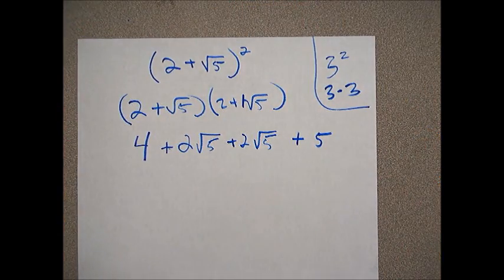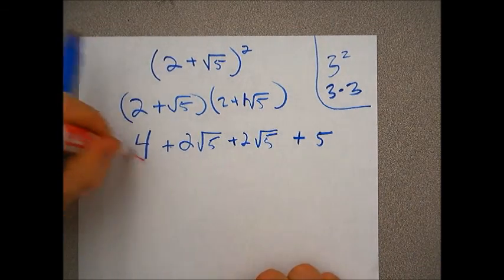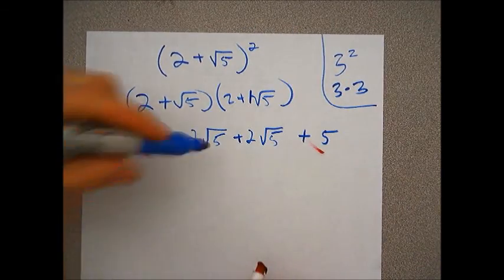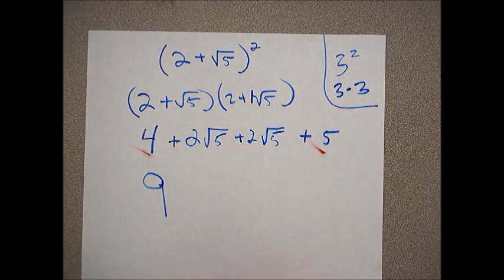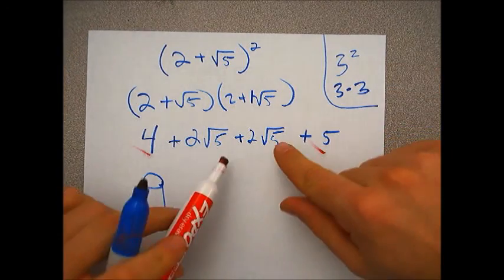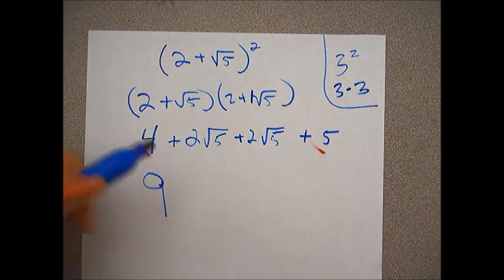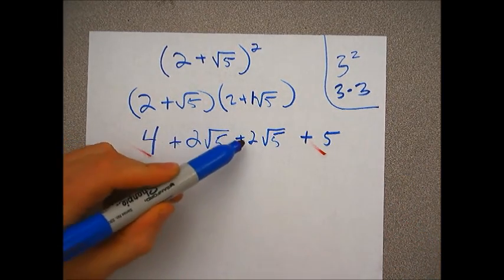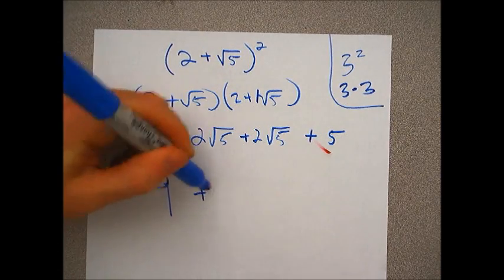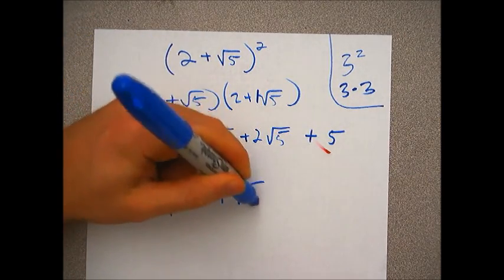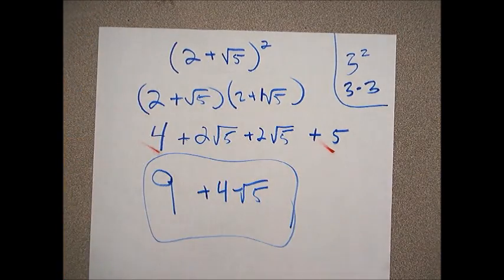Now, there's a lot of combining to be done here. First, I see the numbers. Those are easy. 4 and 5, that gives me 9. And now I look at my inner. Same number underneath, same index number, tells me I can combine these objects. I have 2 of these things and another 2 of these things. Gives me a total of 4 of those things. So your final answer would be 9 plus 4 radical 5.